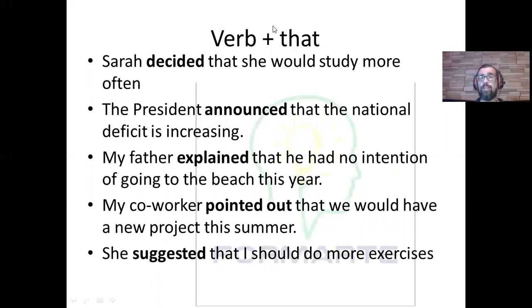We have verb plus that. That one is very important because there are a lot of reporting verbs that follow that. For example, decided. Sarah decided that she will study more often. Then we have: the president announced that the national deficit is increasing. Then we also have: my father explained that he had no intention of going to the beach this year. And also: my coworker pointed out that we will have a new project this summer. And with the verb suggested, we also use that. She suggested that I should do more exercises.